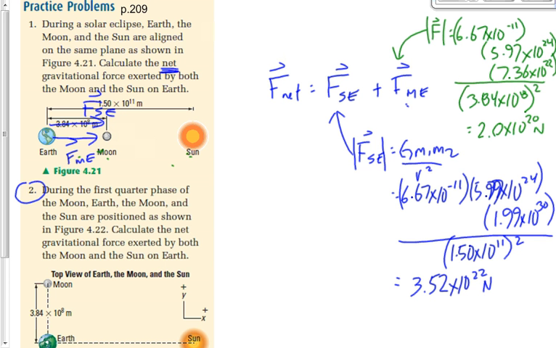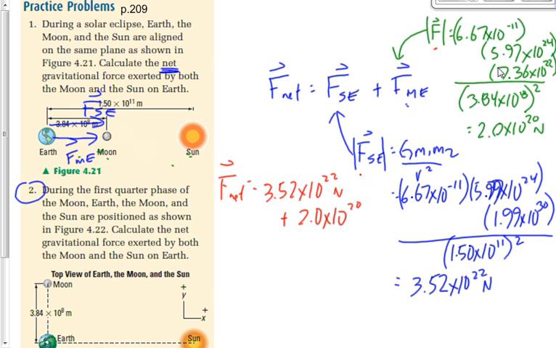Okay, now we've got to add these things together. So it's going to be the force of the sun on the Earth, 3.52 times 10 to the 22 newtons, plus the force of the moon on the Earth, 2.0 times 10 to the 20. Do we have to worry about a negative sign here? Either of them negative? No. How do you know? No, careful there. It's not the absolute value here anymore. When we solve for these forces, we solve for the magnitude, the absolute values. But now we're plugging them in as being in a particular direction.